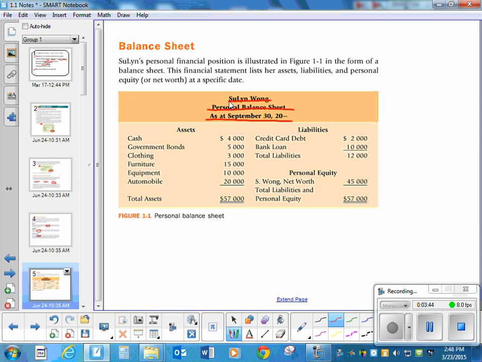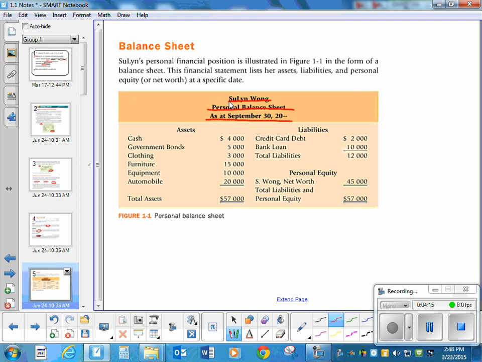So, important aspects of a balance sheet. On the left-hand side is always your assets. You list your assets in order in which they can be turned into cash. Now, I'm not really too sticky on this, but cash is already cash, so it's already listed first. Government bonds, you can just take them to the bank and turn them into cash. That's why they're listed second. Then we get clothing, furniture, equipment, all that stuff you have to sell, and it might take a little while to turn into cash. So on the left-hand side, you've got your assets.